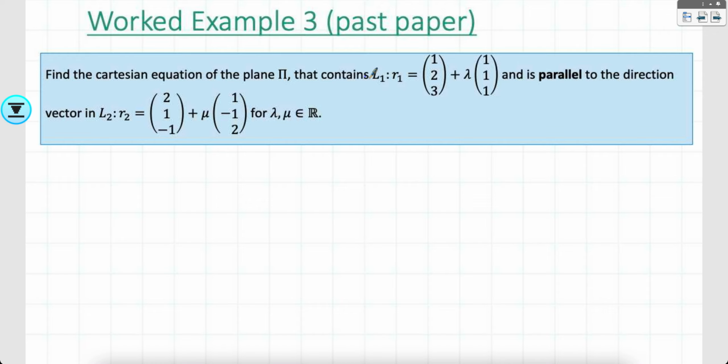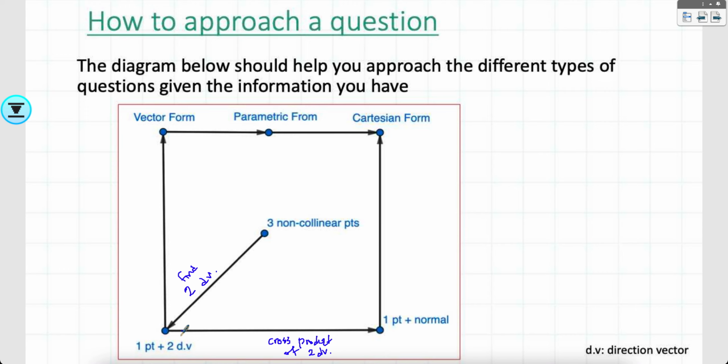Well, I know if it contains L1, it means it contains the points on L1. Well, this is a point on L1, so I know that this is a point on my plane. And if it contains L1, it means it also contains this direction vector. So I know this direction vector exists on my plane. But I know it's parallel to this direction vector as well. Okay, so notice how I have 1 point and 2 direction vectors. So I am in this situation here. But then they want it in Cartesian form, and it's much easier to find the 1 point and normal now.